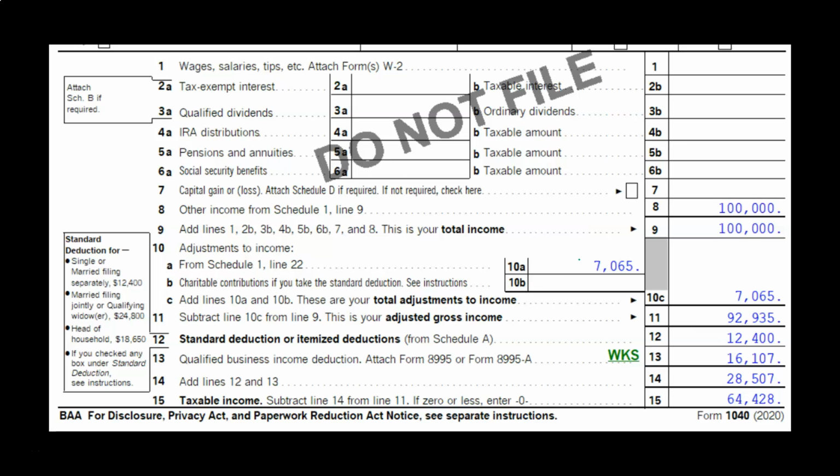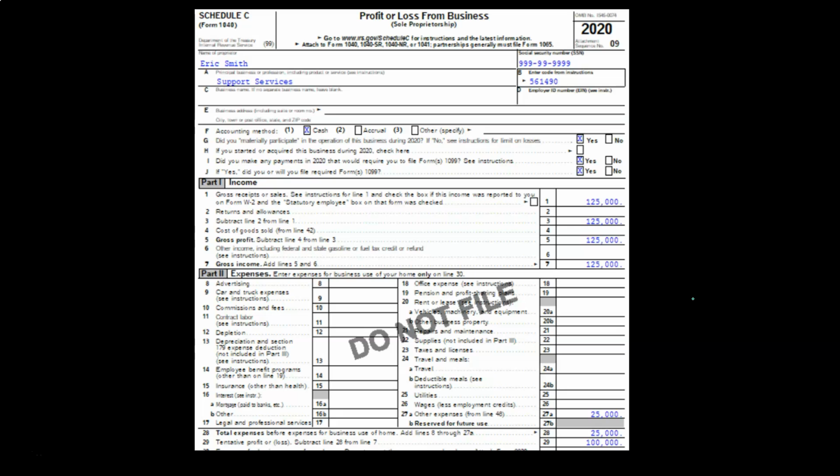And then again, we could, of course, have the qualified business income deduction, which could possibly be a result of having the Schedule C and could have a significant impact on the federal income tax that would be calculated. So a lot of different effects.